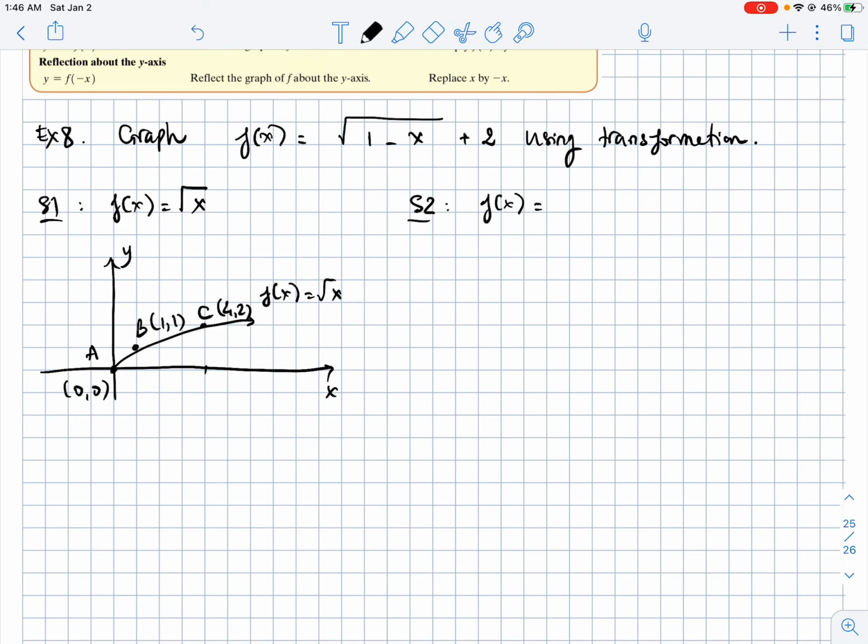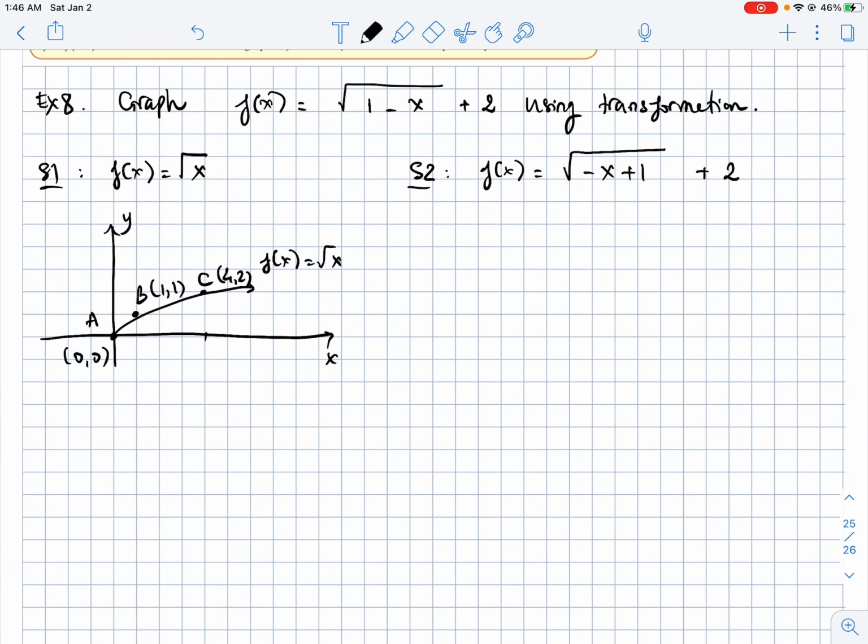Then you can look at the function f of x in step 2. Let's rewrite the function f of x as the square root of negative x plus 1, plus 2. I can do that, right? So I want to do the plus 1 first. If we begin from step 1 and then step 2, we will replace the input x by x plus 1. We will get square root of x plus 1.